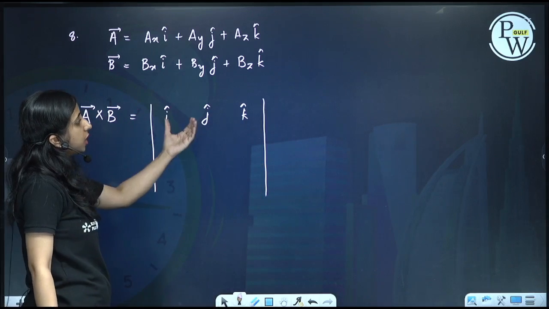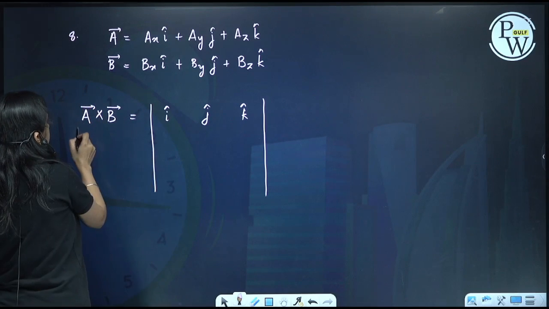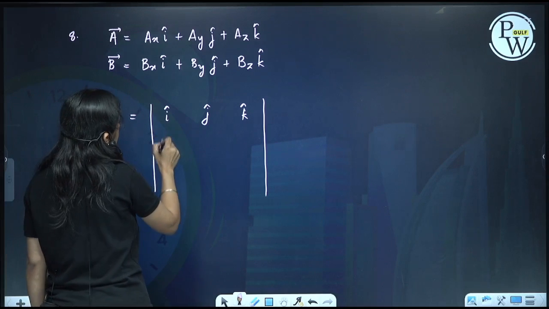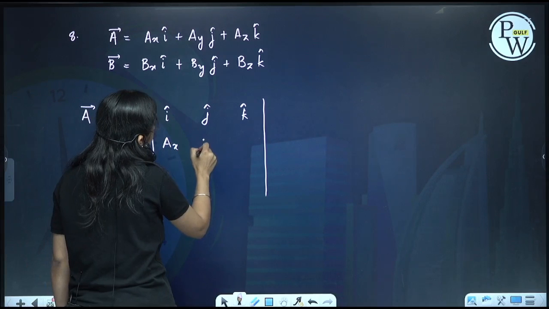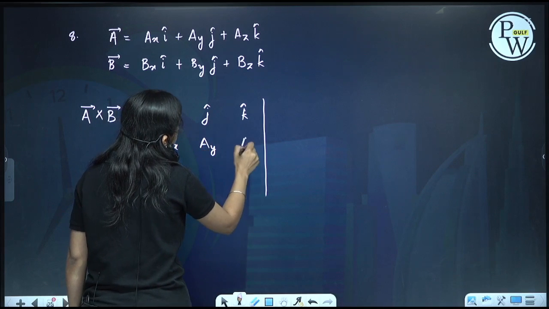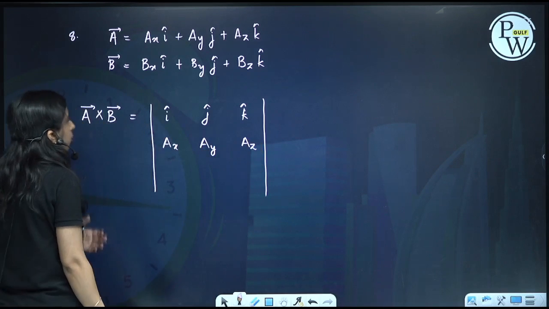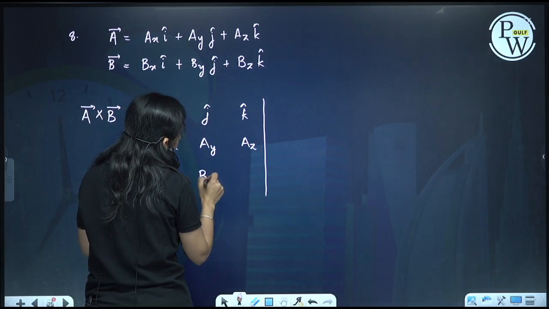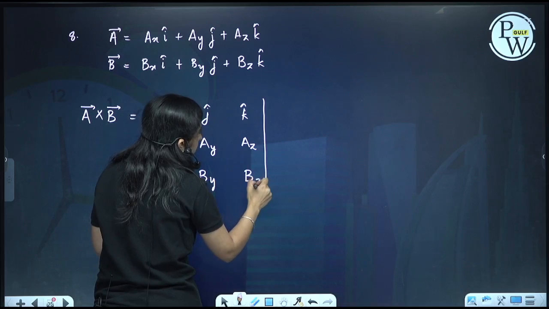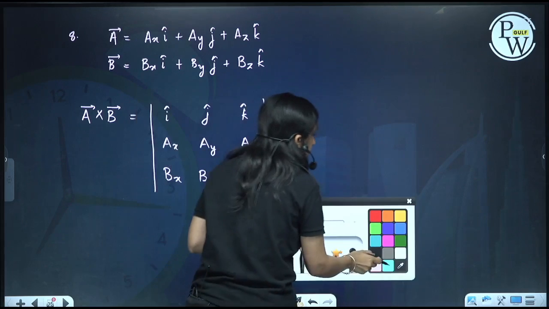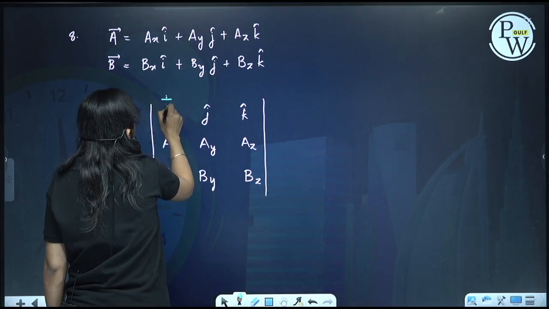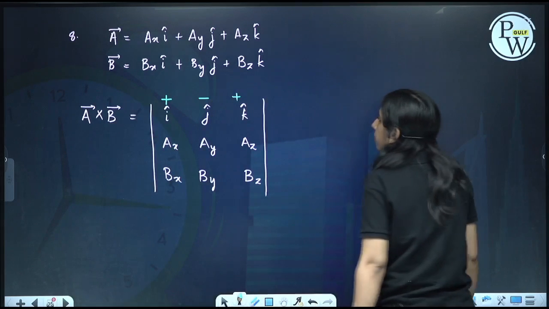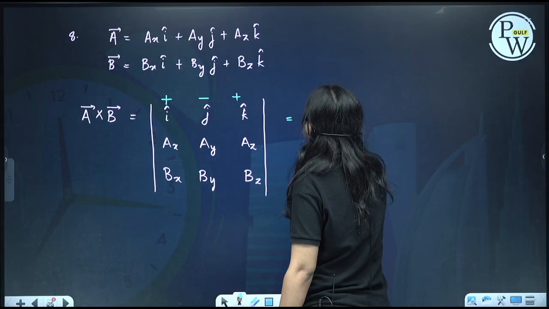Write i, j, k in the first row. Then because a is written first, write the components of a first. So under i write the x component, under j write the y component, and under k write the z component. Then write the components of b: bx, by, and bz. Then write plus minus plus over i, j, k.